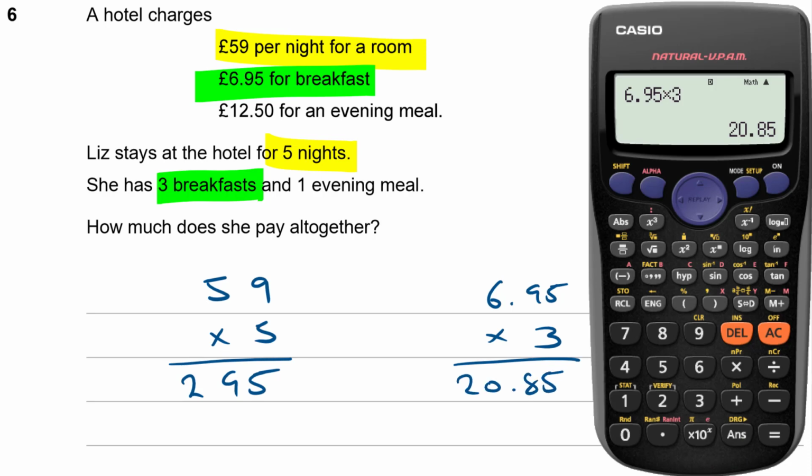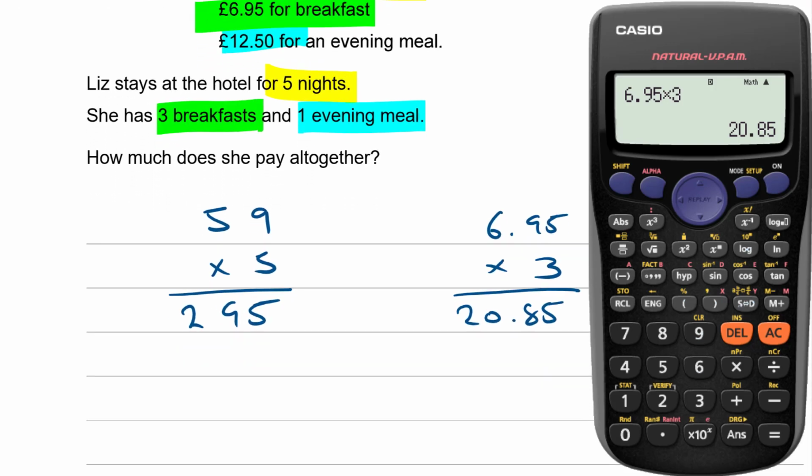Okay, so that's my breakfasts, and then I've got one evening meal at £12.50. So I don't really have to do any maths for that, do I? Just £12.50 lots of 1. That gives me £12.50. Okay, so then the total bill is going to be those added together, then, isn't it?